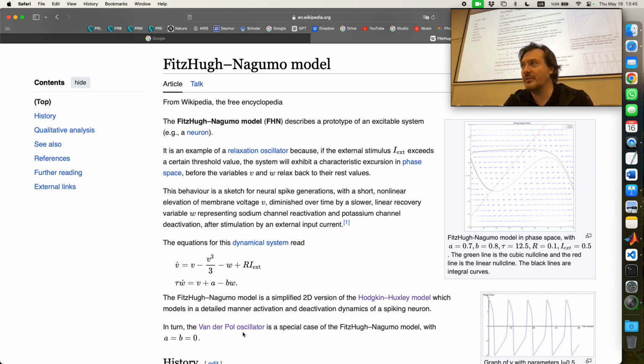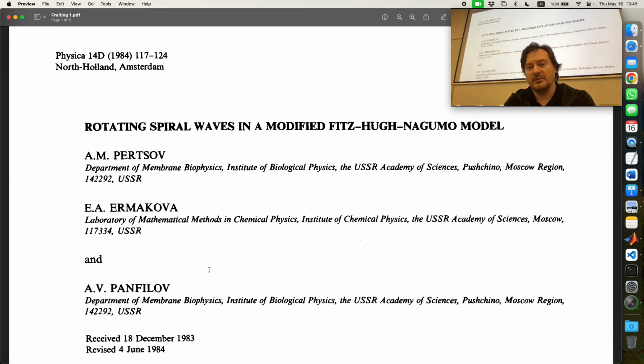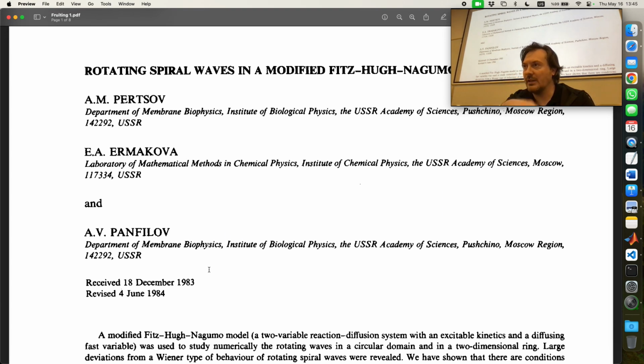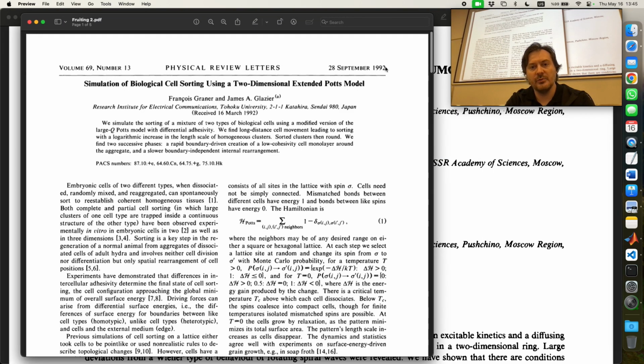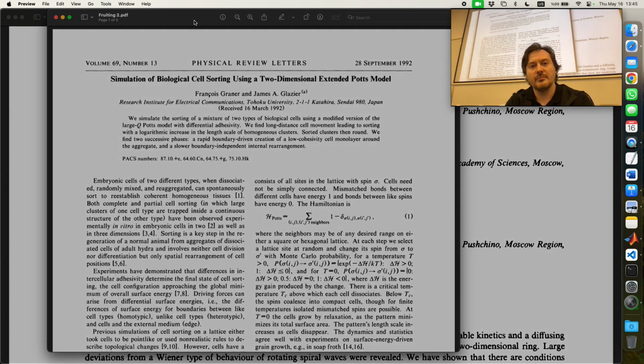So far, are you still with me? So this Pamphilov changes it a little bit, maybe adds some diffusion, whatnot, and they get the rotating spiral. That's the beginning of the story. We continue with this story, and we come to 1992.